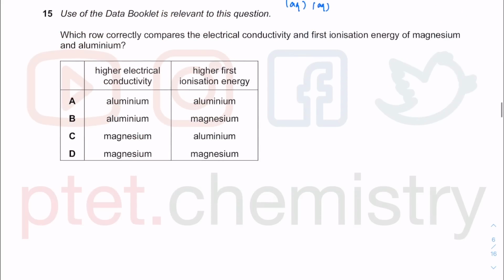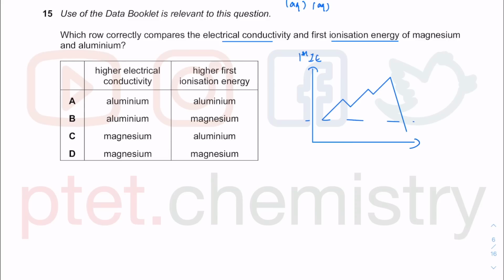Question 15. So which row correctly compares the electrical conductivity and the first ionization energy of magnesium and aluminium? If you think about the first ionization energy, we know that there is an increase, a drop, an increase, and then a second drop, and then a further increase, and then all the way down there. So we know that this is the first ionization energy. So across the third period, there's magnesium and aluminium. As you go across from the 3s to the 3p, you're removing from the 3p subshell, which of course is slightly further away from the nucleus.